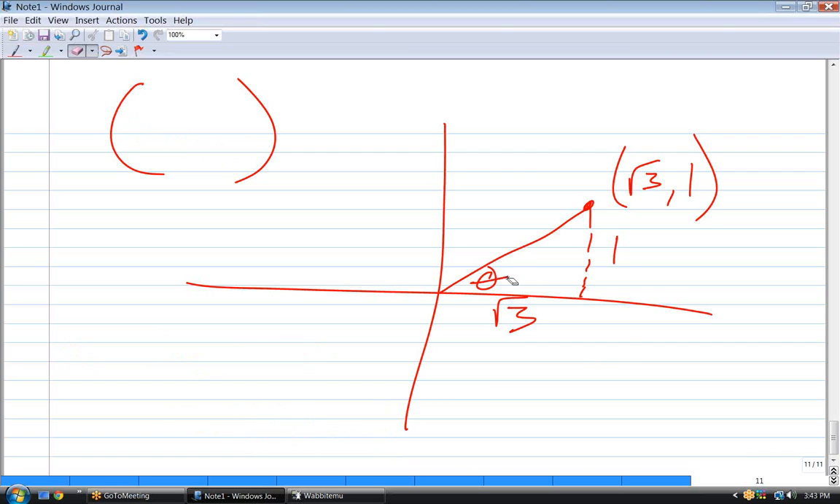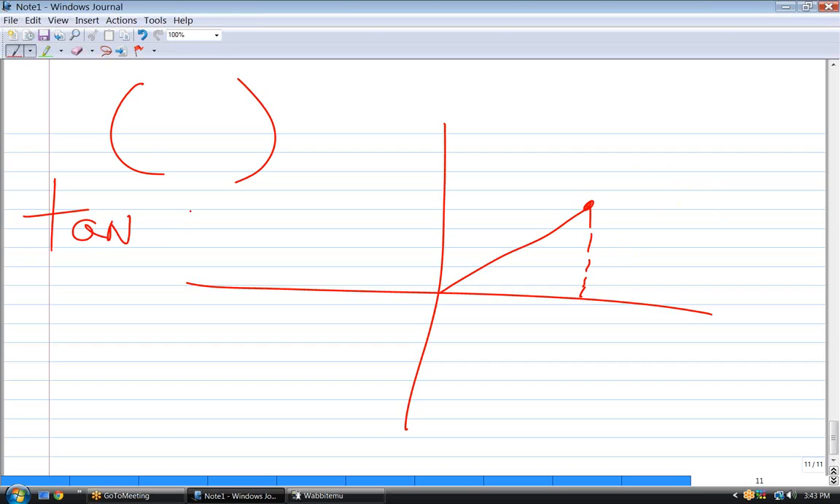All right, next one is evaluate the expression exactly without a calculator, and it's tangent of negative 135.